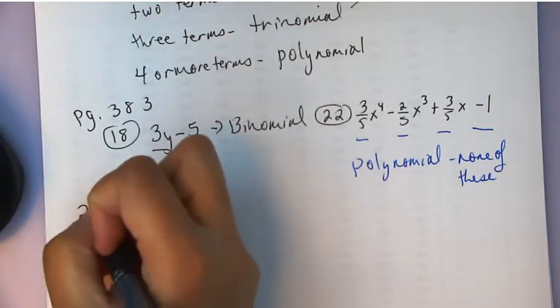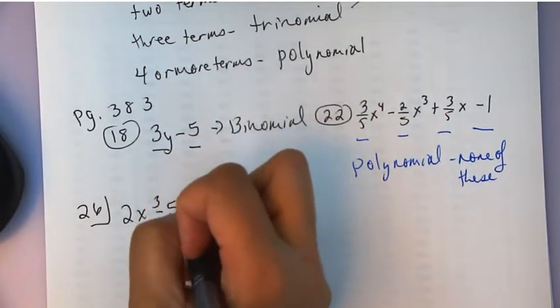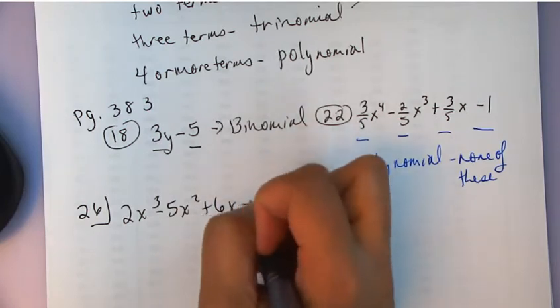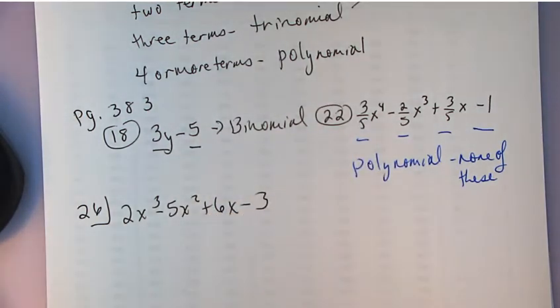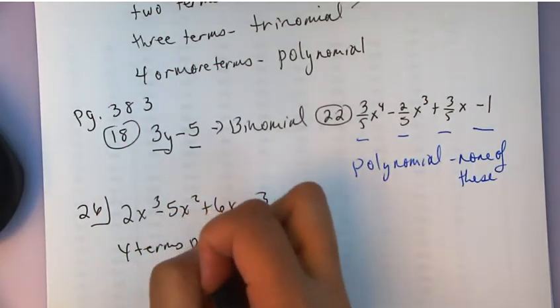Let's look at number 26. I have 2x cubed minus 5x squared plus 6x minus 3. Again, how many terms do we have? We have 4 terms. So that's just a polynomial.